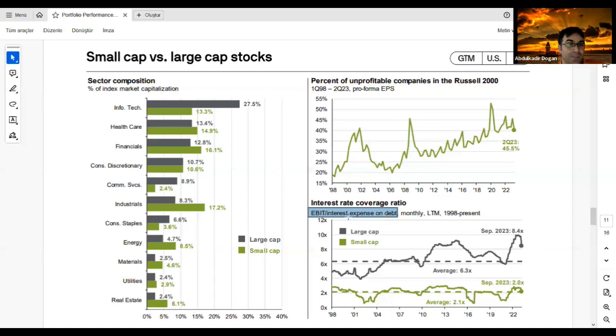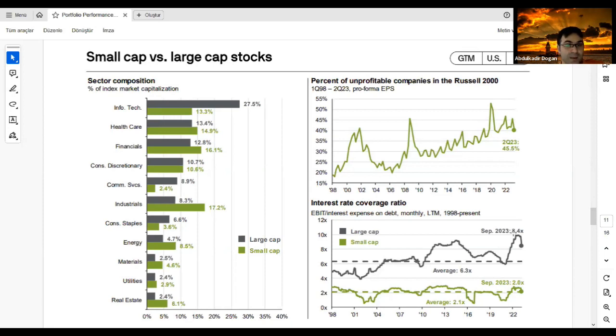And if your company's operating profit can pay their interest expense, this means that, look at this gray line and this green line here. Small capitalized companies can pay their interest expense only 2 times with their EBIT. But large capitalized firms can pay their interest expense 8 times with their EBIT, meaning that with their operating profit, they can pay their interest expense 8 times over. So their health and their robustness is good.